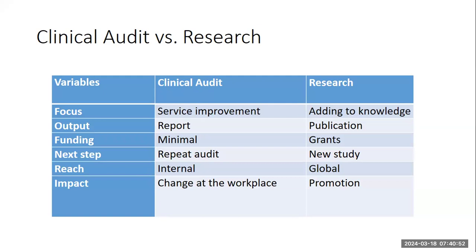In a research, you need ethical approval. In clinical audit, you don't need ethical approval to carry it out. But if you want to publish it in a journal, you might need ethical approval. But if it's the content of your in-house hospital, you don't need the ethical approval. But for a research, you need ethical approval for enrollment.